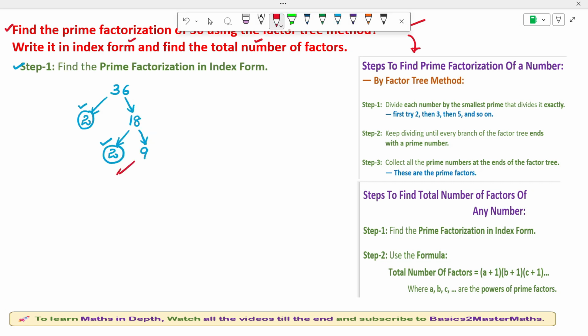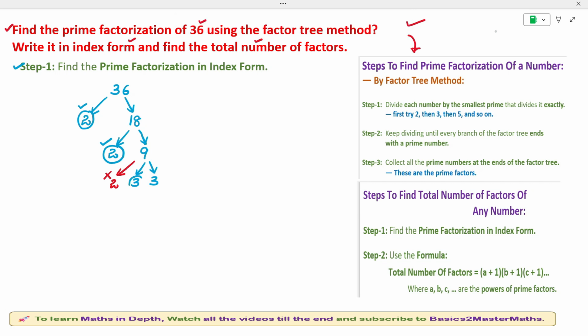Again, start dividing 9 by the smallest prime 2. Since 2 does not divide 9 exactly, move to the next smallest prime 3. Since 3 divides 9 exactly, we get 3. Got it? Observe, both branches end with the prime number 3. So, the factor tree is complete.